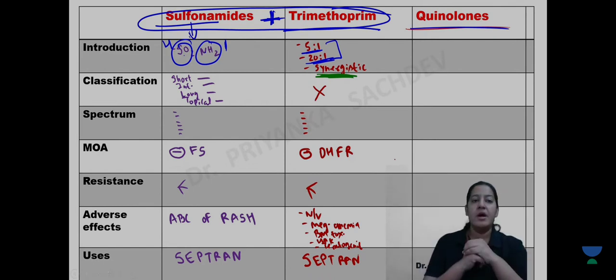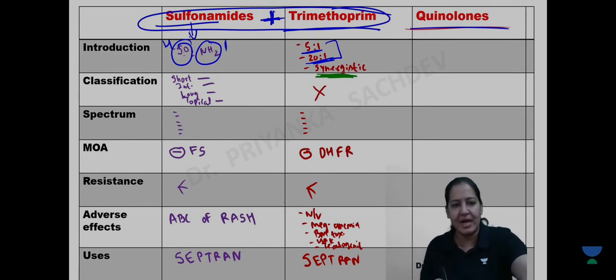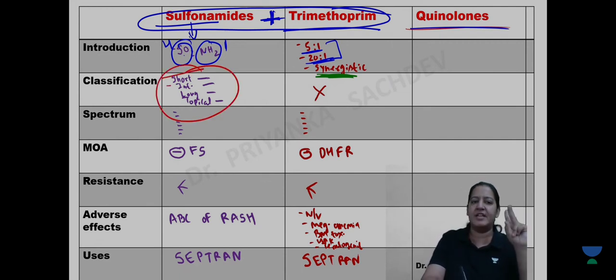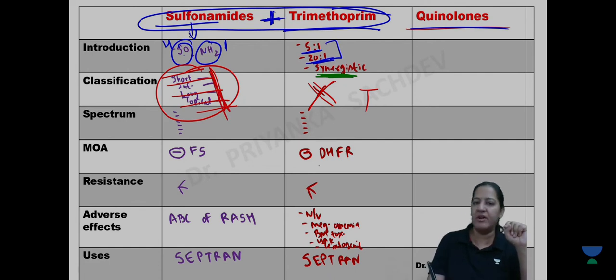So the introduction is over. Coming to the classification, we have done the classification. Sulfonamides are divided into 5 categories: short acting, intermediate acting, long acting, topical, and special. But trimethoprim doesn't have any classification. It is only one drug, trimethoprim. And here I am not repeating the classification. I guess everyone knows it. We have learned it well, and everyone knows it. The classification. Give me a thumbs up.